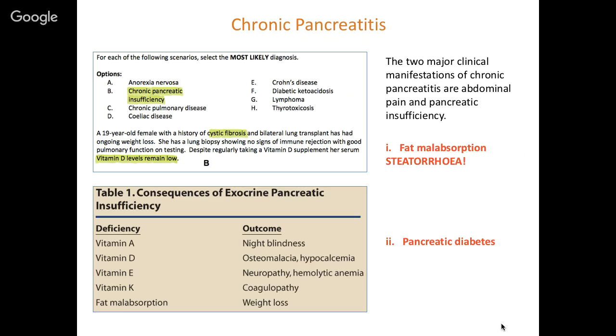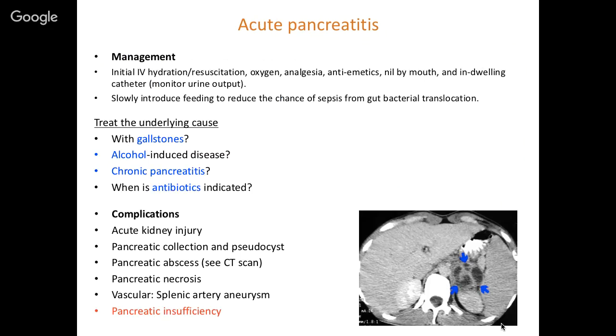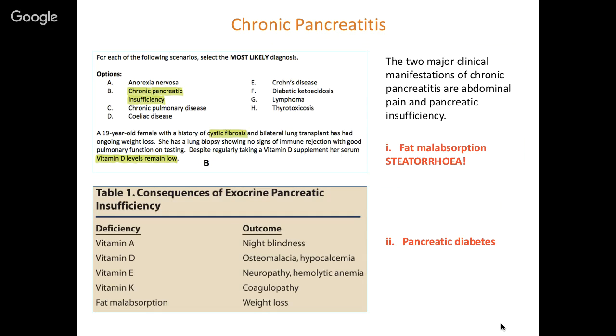So, chronic pancreatitis. Yes. I don't know the mechanism, but I know there's a splenic artery aneurysm, splenic vein thrombosis. I'm not sure how, but there are a few complications there. Good question though. Sorry, I couldn't answer it.